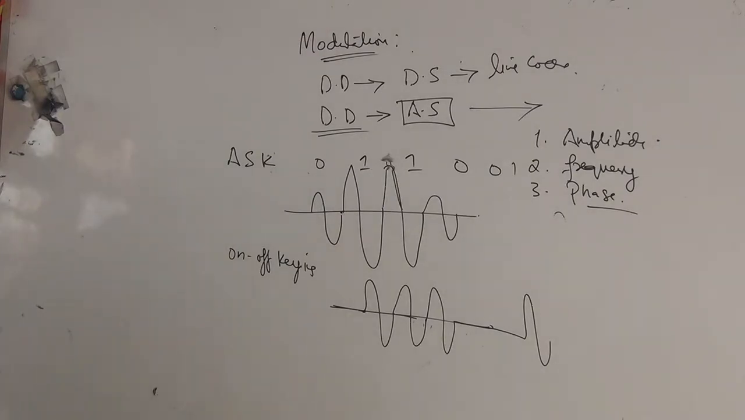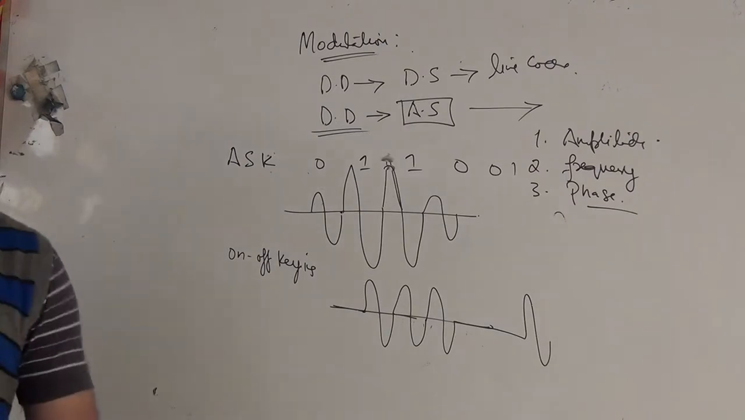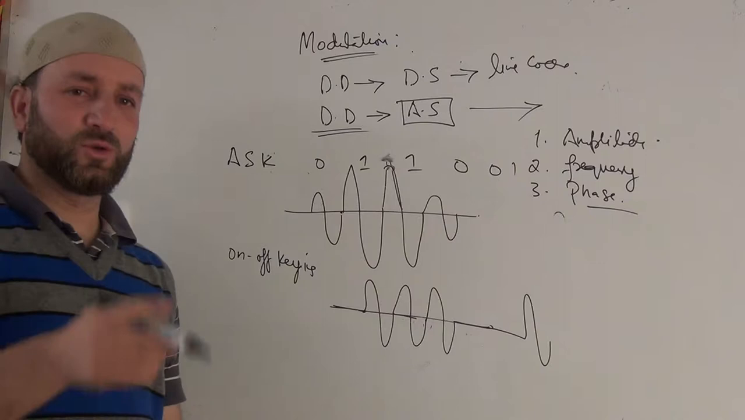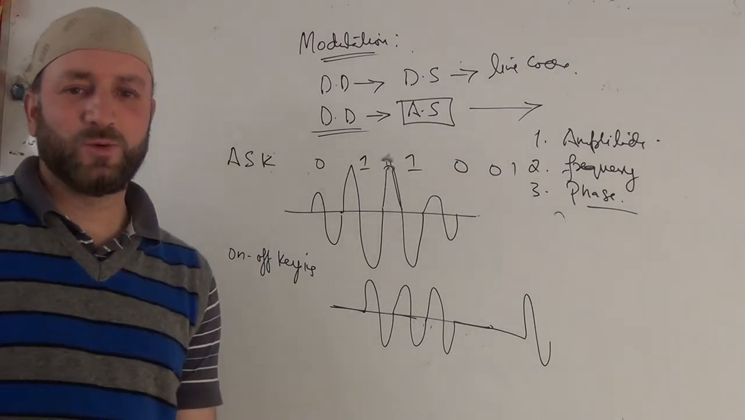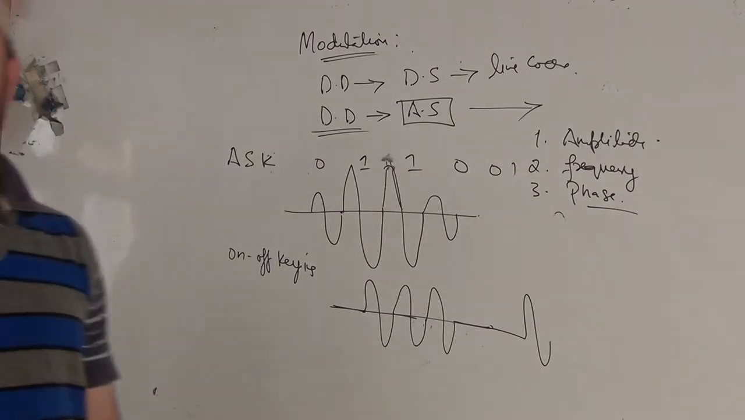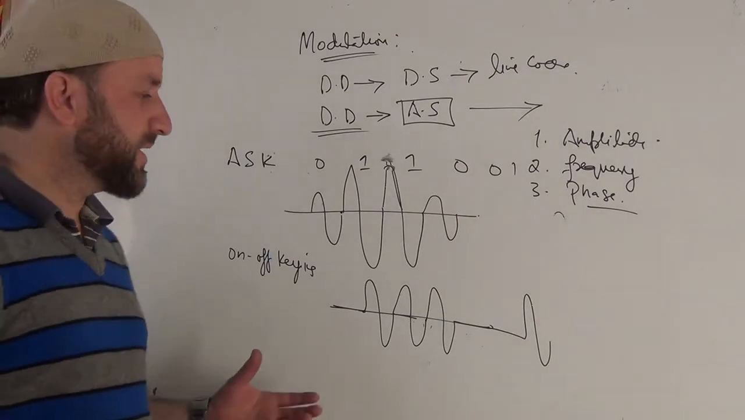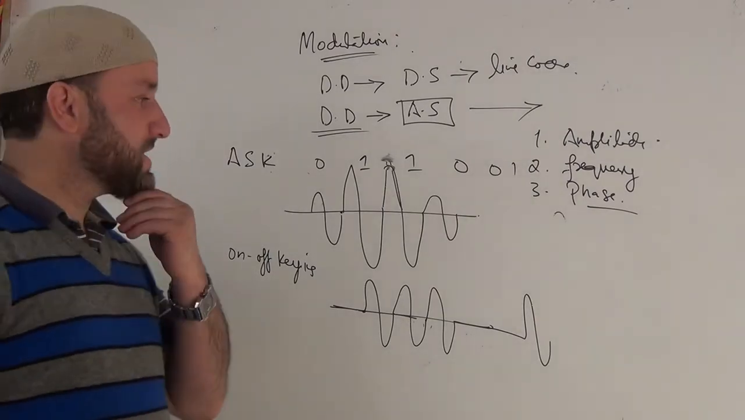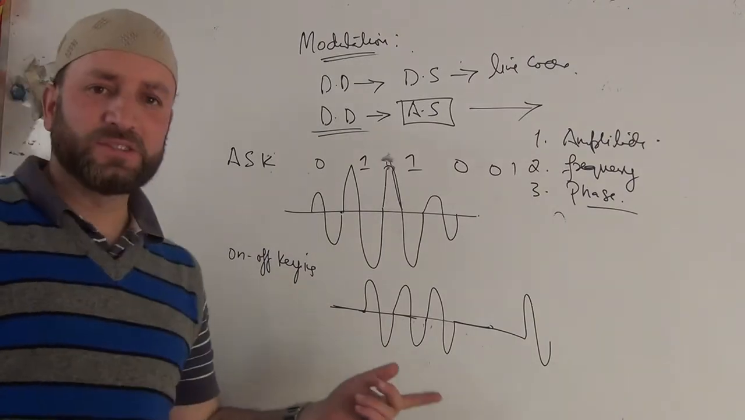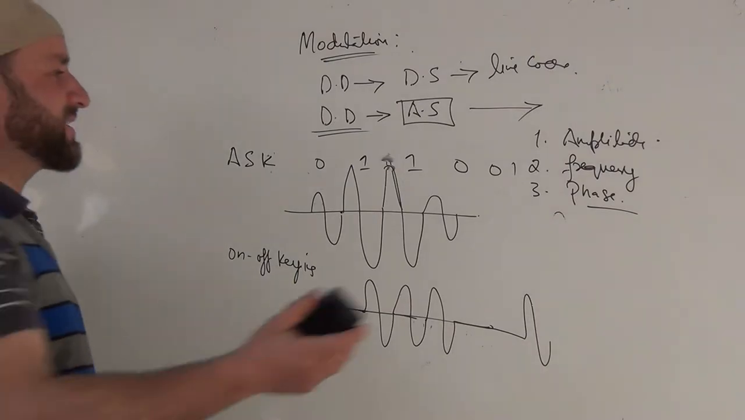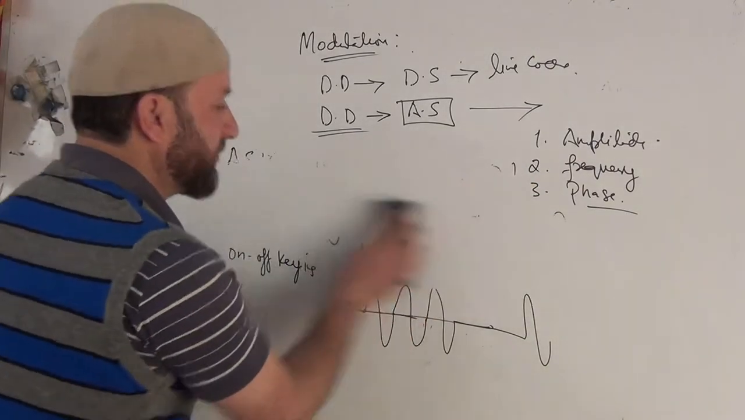HTML tables, you don't have them yet, right? Otherwise you would be understanding. Are you getting my point? We sometimes use on-off keying, and we will see that later on. But the next thing is frequency shift keying, FSK.